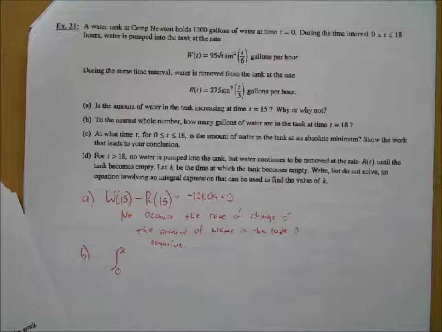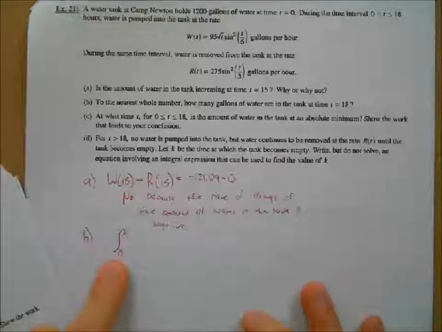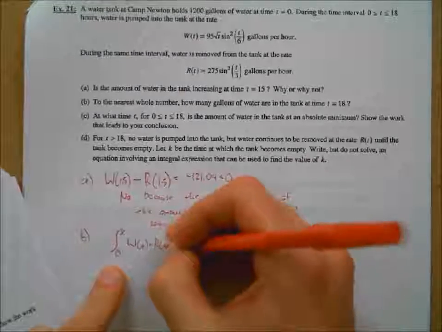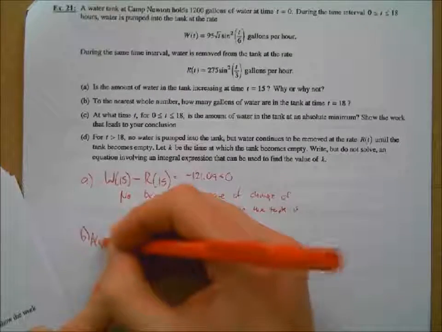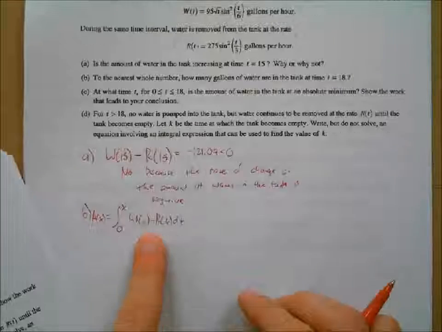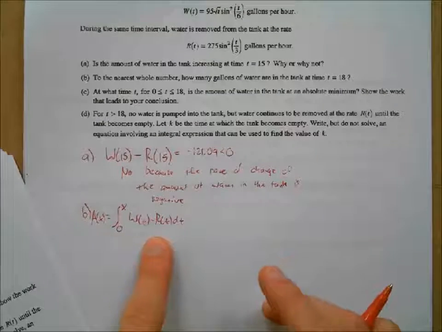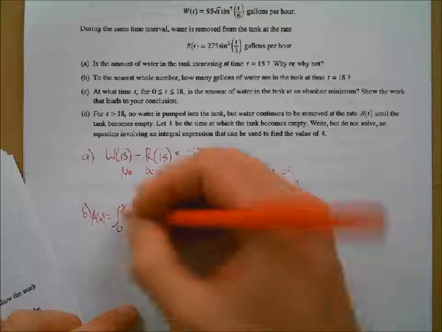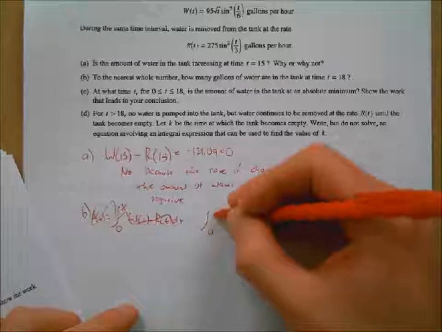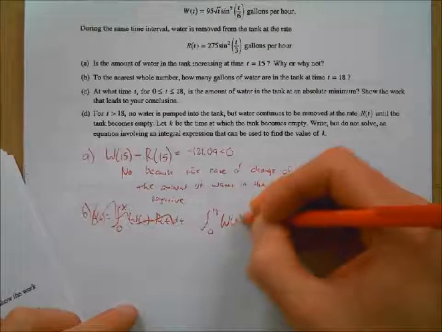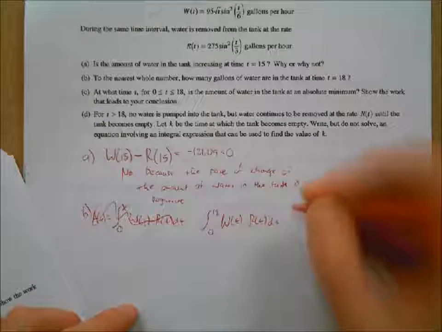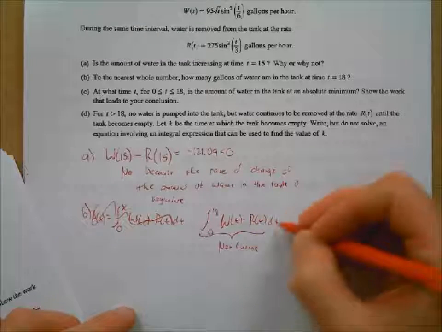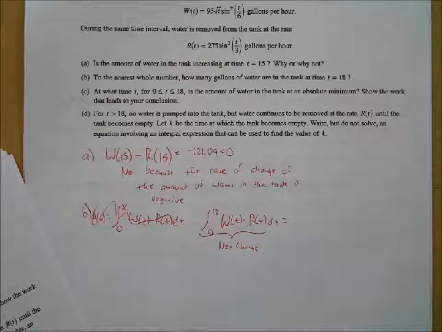So the integral from 0 to x of w of t minus r of t with respect to t is an expression for the net change. We integrate from 0 to x, whatever time. In this case we want 18, so maybe I should just do the integral from 0 to 18 of w of t minus r of t dt. But again, this is just the net change. When you get this answer, you get something like 130.788.